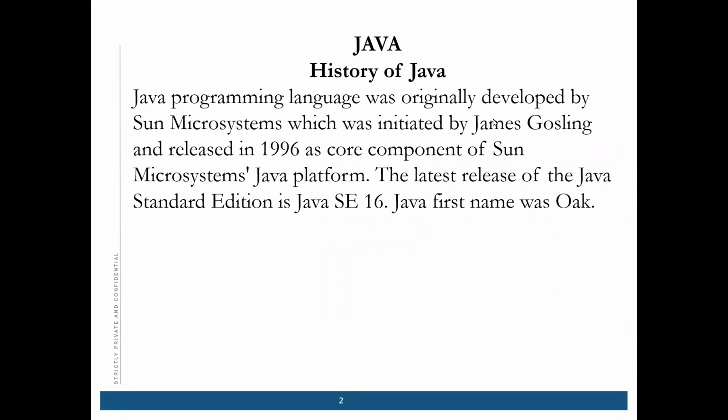The Java programming language was originally developed by Sun Microsystems, initiated by James Gosling, and released in 1996 as a core component of Sun Microsystems. The latest release, I think, has changed to Java SE 18. Java's first name was Oak. This is also sometimes asked in interview written tests, so just remember that.